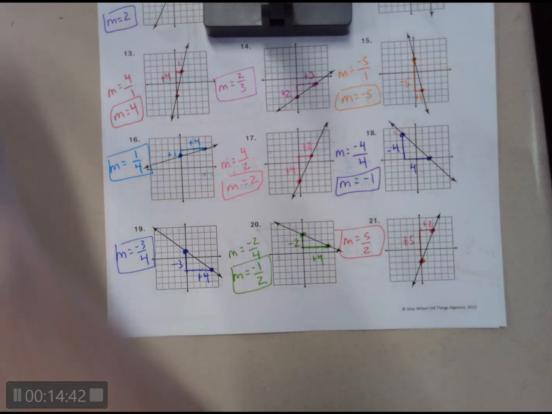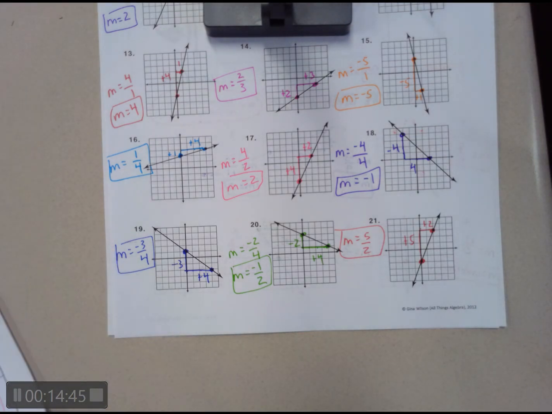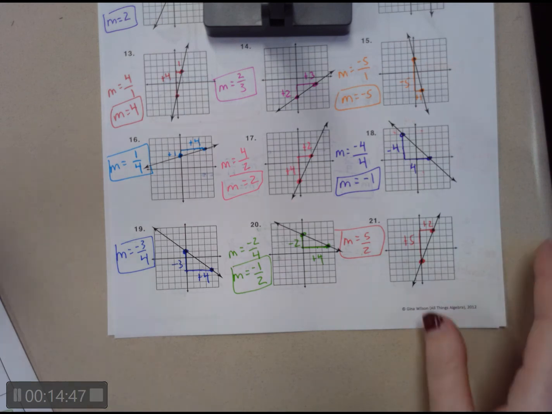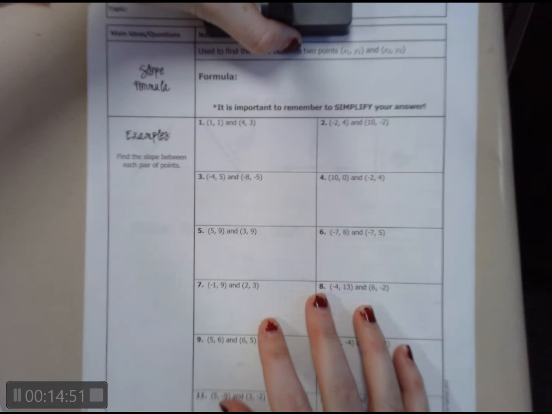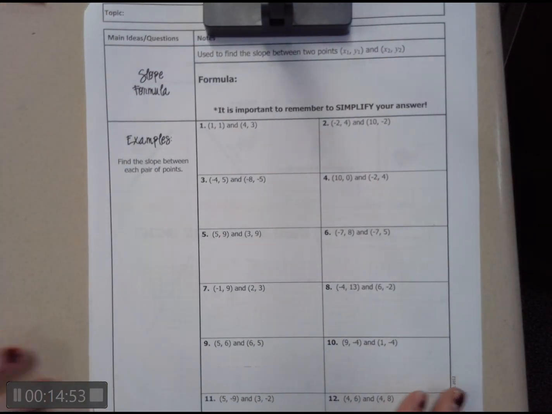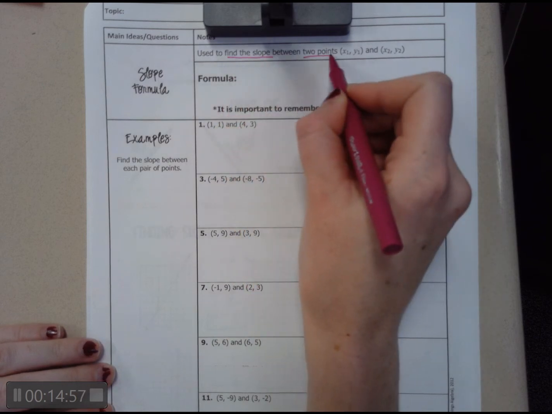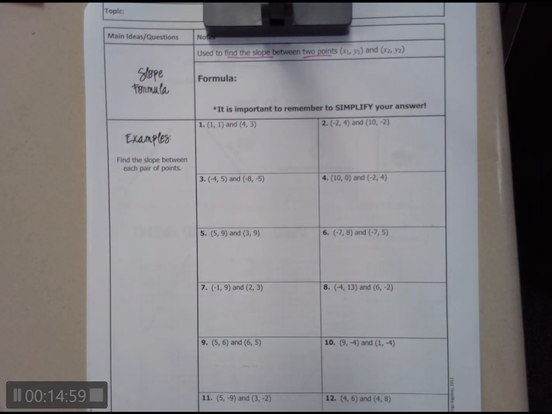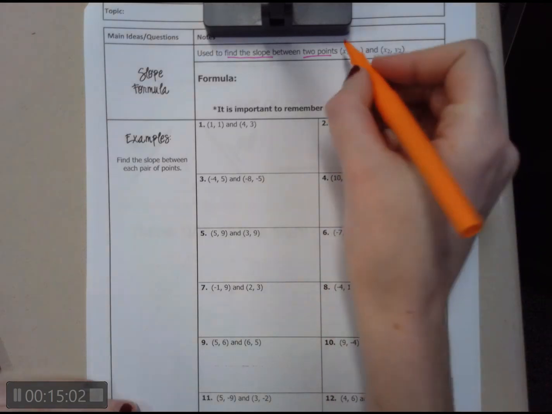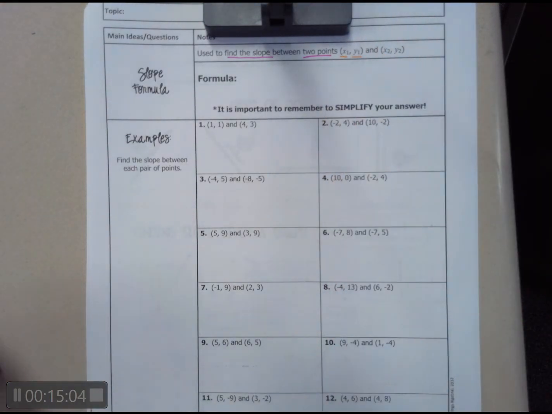Alrighty. So now we are going to switch gears a little bit, and we are going to figure out how we find slope given 2 points. Okay? So that's what this all is. We're going to find the slope between 2 points. And then our 2 points are x1 and y1 and x2 and y2.